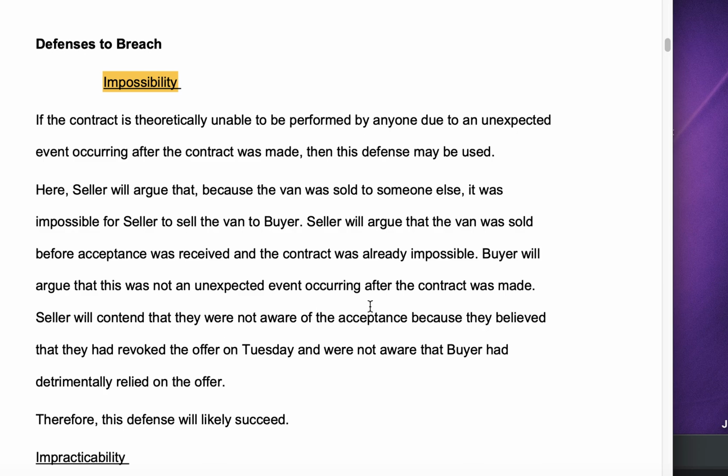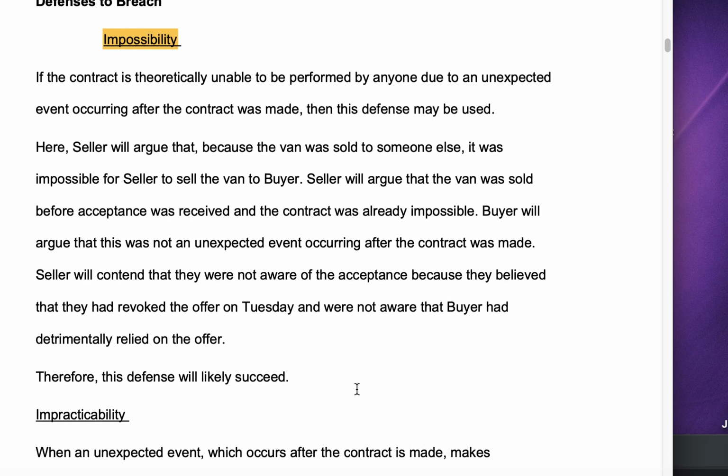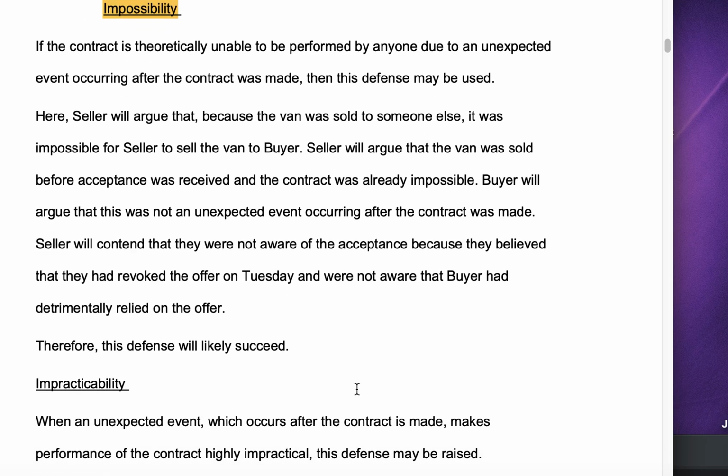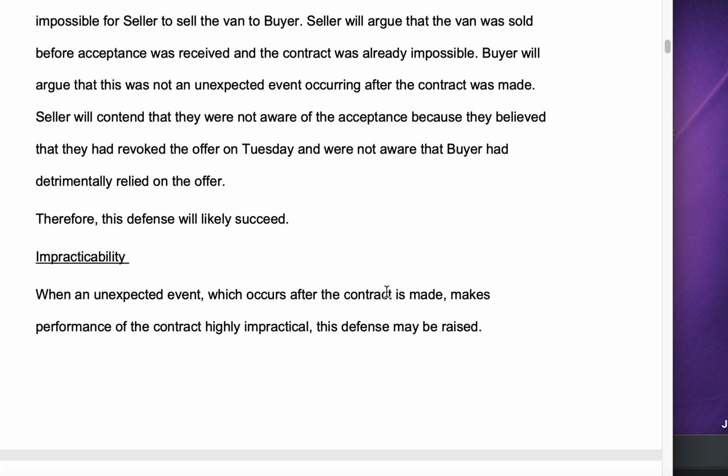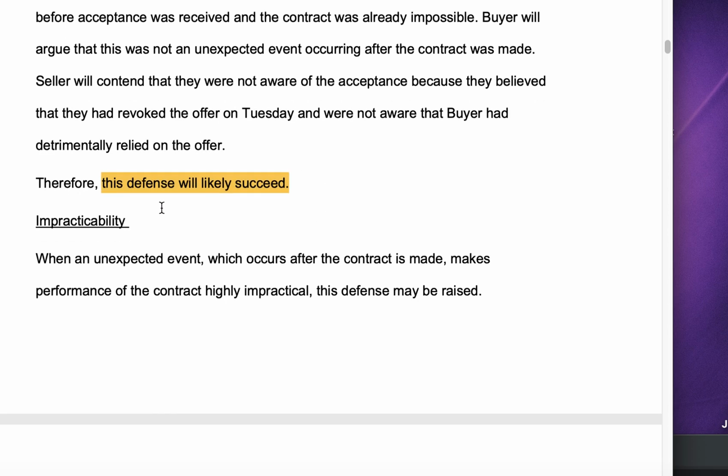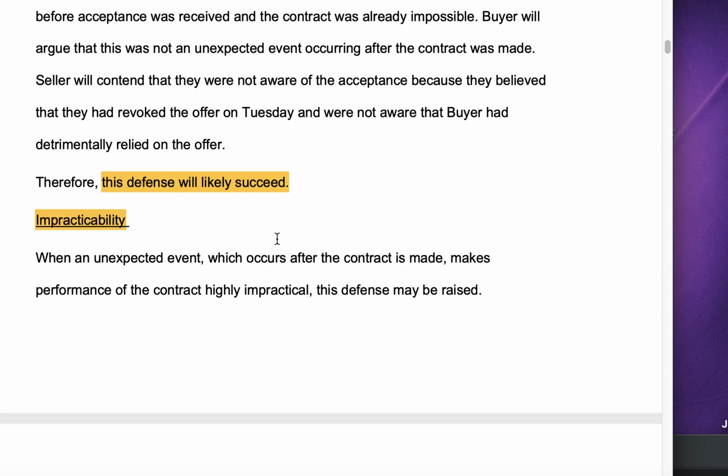Seller will contend that they were not aware of the acceptance because they believed that they had revoked the offer on Tuesday and were not aware that buyer had detrimentally relied on the offer. So this is showing that this defense will likely succeed. They're both deemed to have done so in good faith. Impracticability, okay, so they're going over the different defenses.